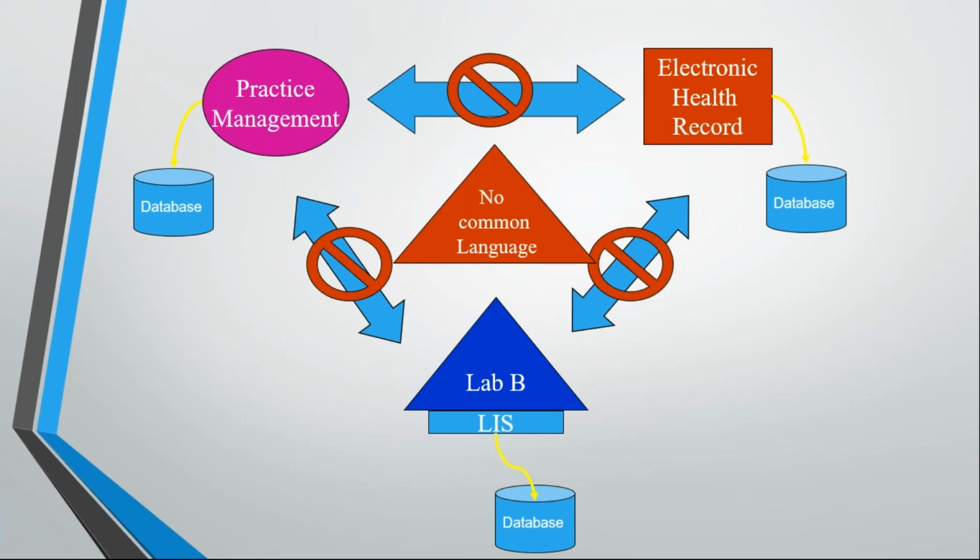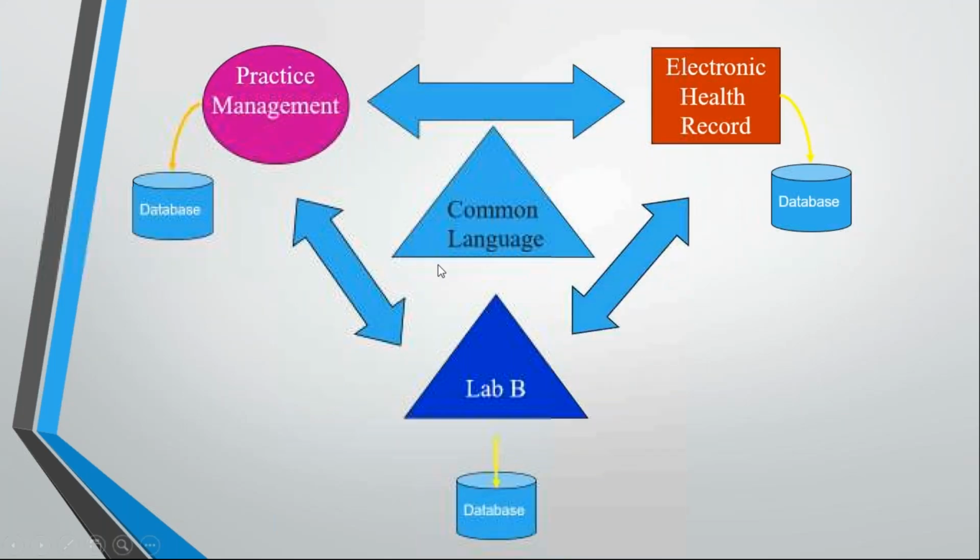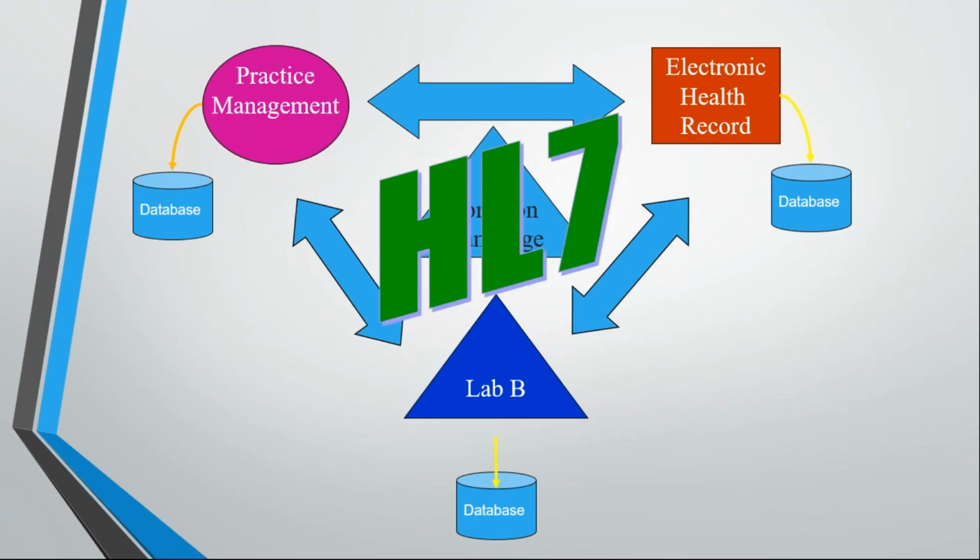Which is why they came up with the idea of having a common language. When I refer to language, it means the standard. So they came up with a common language called HL7. They said that PM will generate the data in the form of HL7 and send it to whoever needs it, and the receiving party will have to understand HL7. That's it. They don't need to have in-depth knowledge of the architecture of the database on the other side.